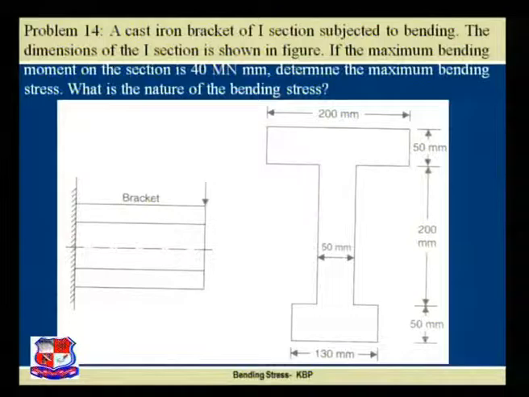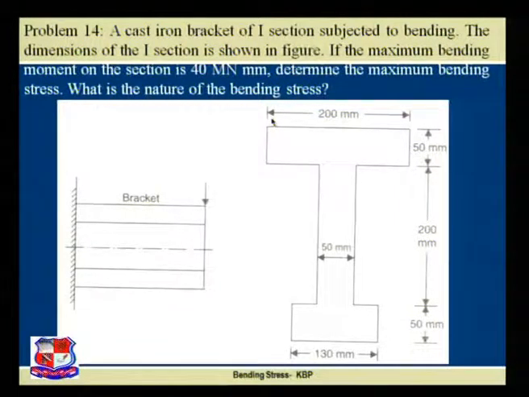Let us go ahead. Let us take one problem and solve it over here. A cast iron bracket of I section is subjected to bending. Important word, cast iron bracket. The word bracket means that it is a cantilever, one end is fixed, another end is free, which is subjected to the bending. The dimensions of the I section are shown in the figure. Please see this particular figure.